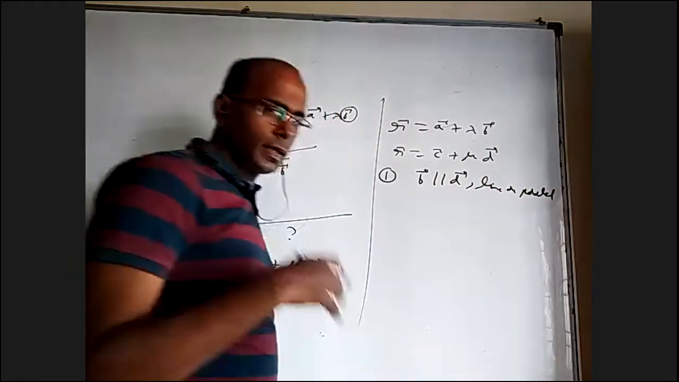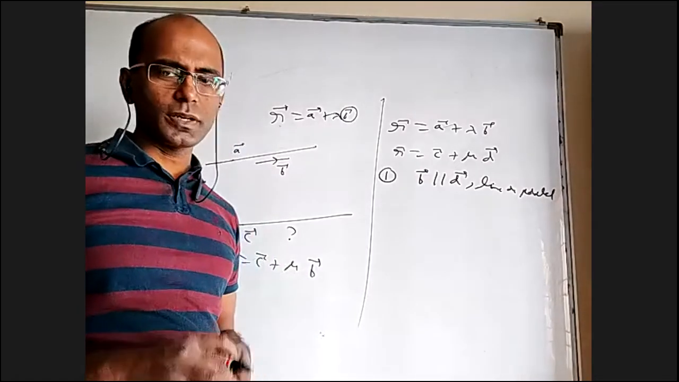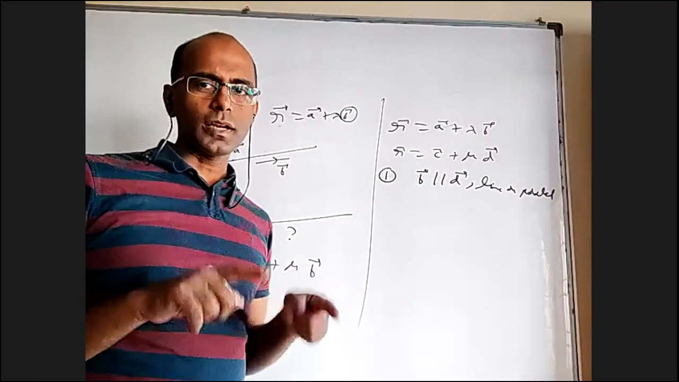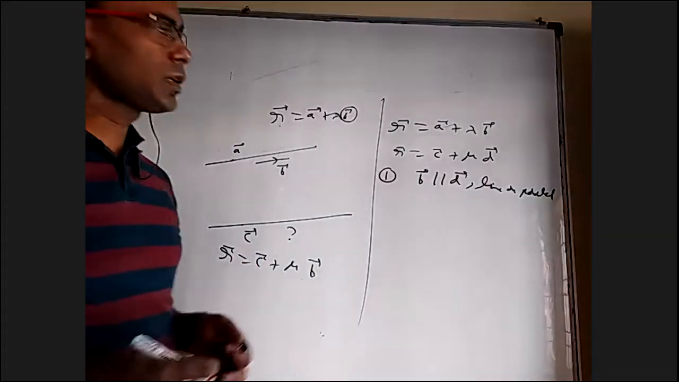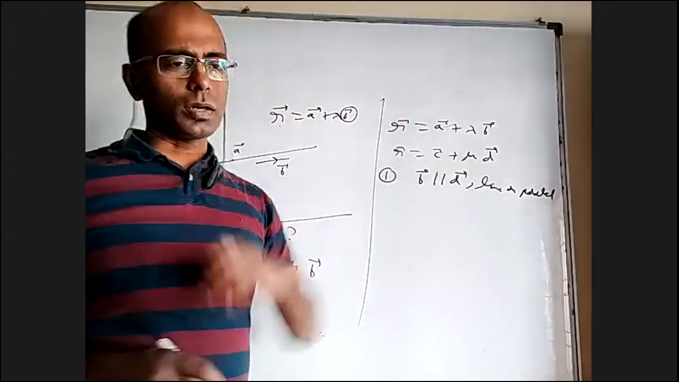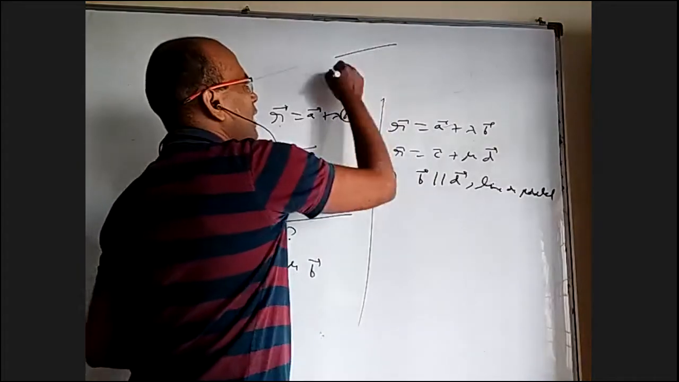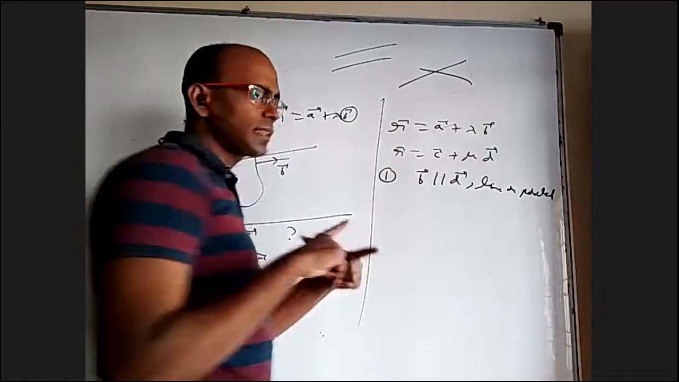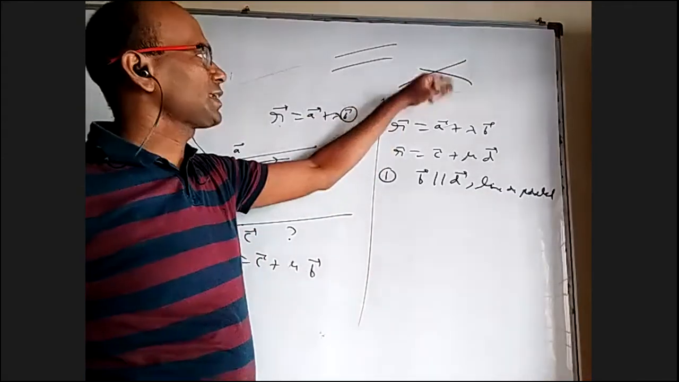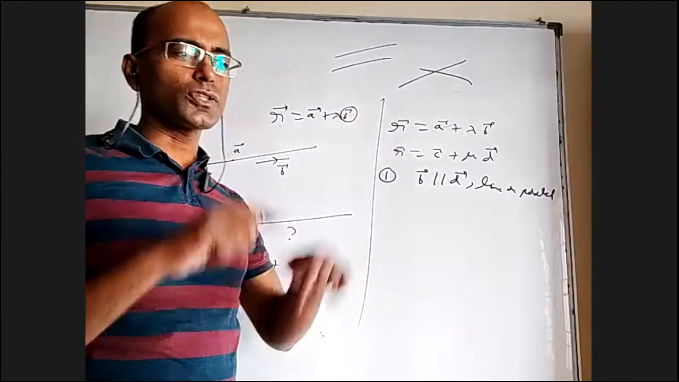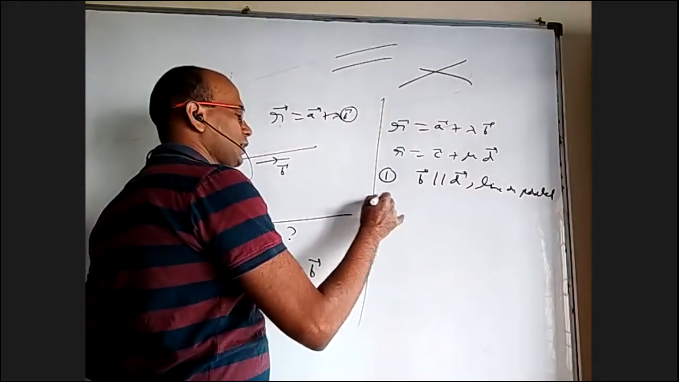If they are not parallel, it doesn't mean they will be intersecting lines, because in 3D, if lines are not parallel, it doesn't mean they're intersecting. They can be skew lines also. So what are the possibilities? Whether they're coplanar or not? How to check whether the two lines are lying in one plane? They may be parallel lines, intersecting lines, or skew lines. If they're parallel lines, they're in one plane. If they are intersecting lines, also they're in one plane. But if they're skew lines, they are not in one plane. So how do you check that?